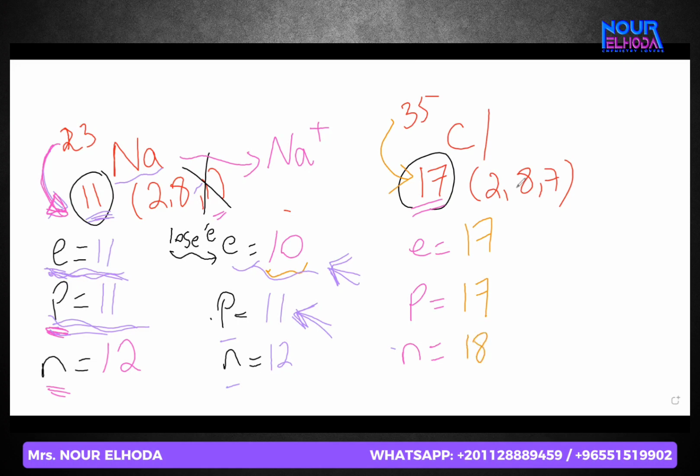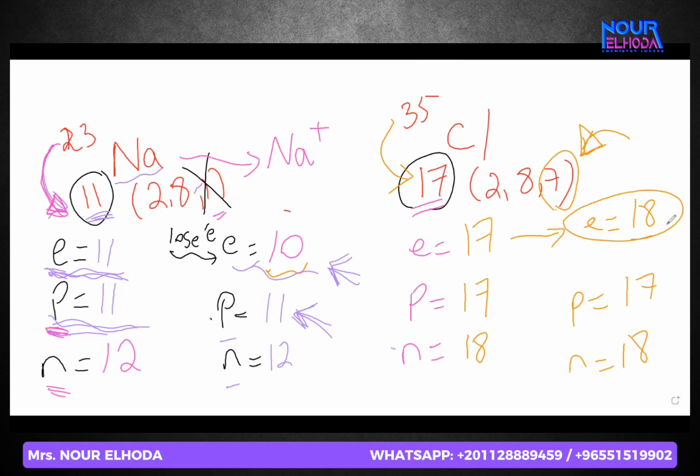Bravo. Okay, now what should I do as a chlorine? I will gain one, as you said, right? Because I was having 7 electrons in the outer shell, so I will gain one. But what will happen to the electrons? Instead of 17 it will be 18. The protons stay as they are, the neutrons stay as they are, no change. The only one that will change is the electrons. So please never forget this, okay?